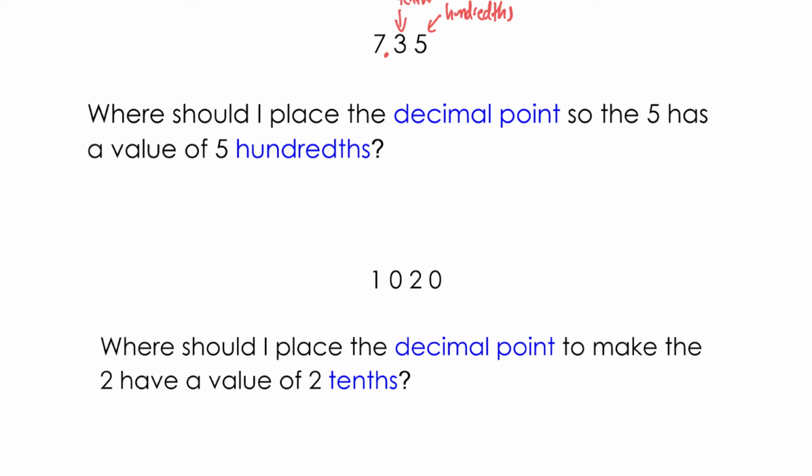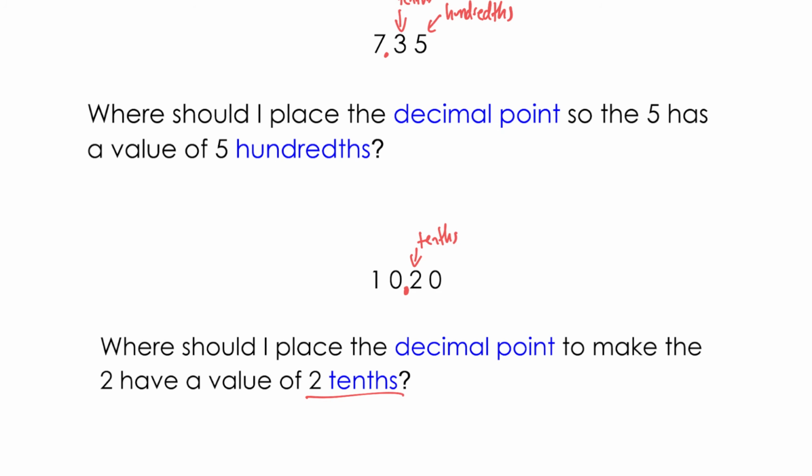So let's look at 1020. Where should I place the decimal point to make the 2 have a value of tenths? Well, we know the tenths comes right after the decimal. So there is where we would put the decimal point. So this would be tenths right now. And this is what the question was asking, 2/10.